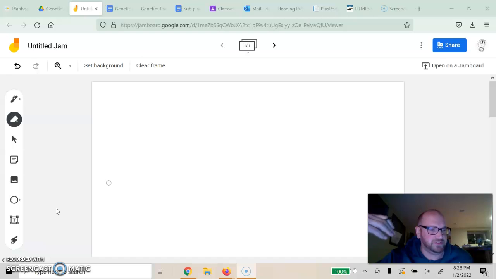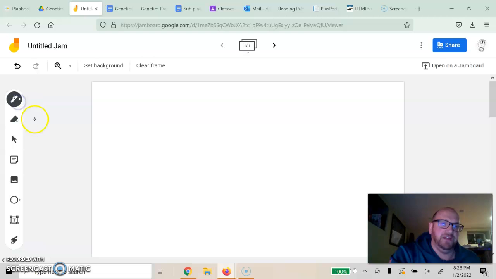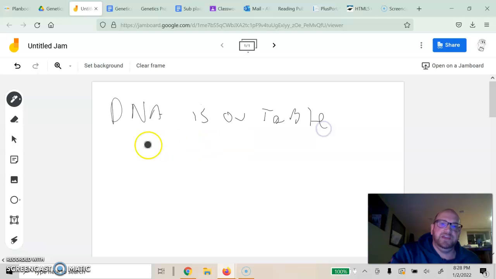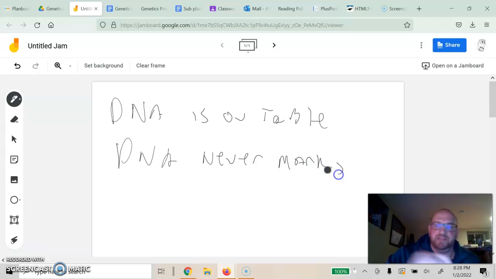So what I wanted to do is start and just walk through some of the key ideas here. The first thing is that the DNA is on the table, on one of the lab benches, probably lab bench number 1, and the DNA never moves. That means you do not move any of the cards on that table away from that table. That's because DNA stays in the nucleus, and so if we want to access our DNA, we need to bring things to it.